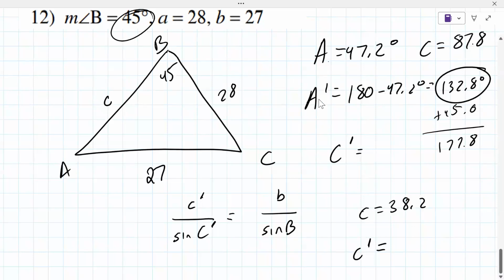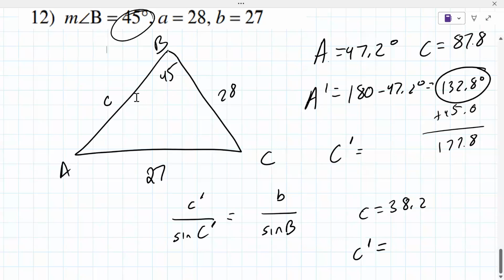You have a big A prime of 132.8. You know B is 45. You add those together and subtract from 180. Is B still 45? Yes, that never changes. The given angle will never change. The given sides will never change. Only potentially the calculated sides will change.